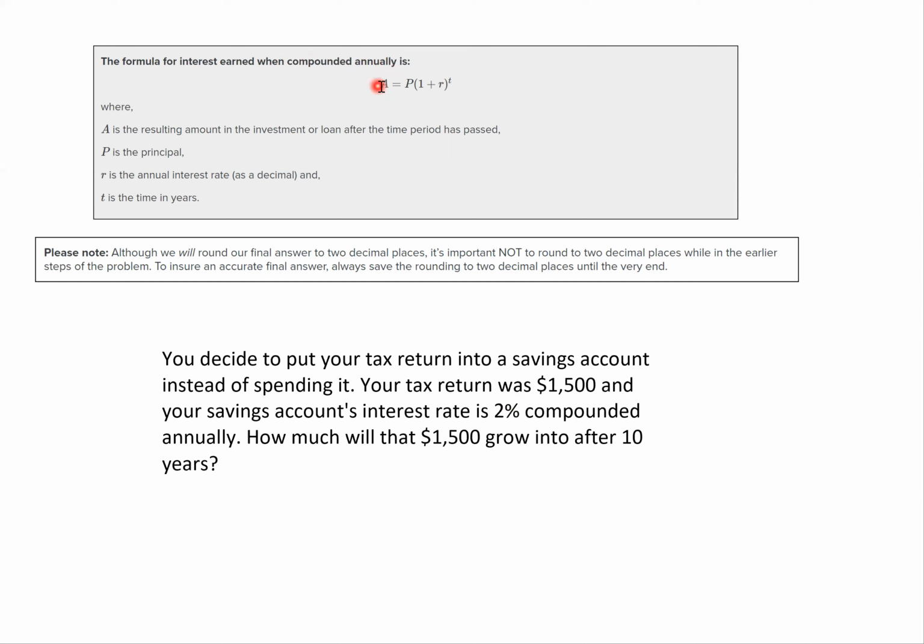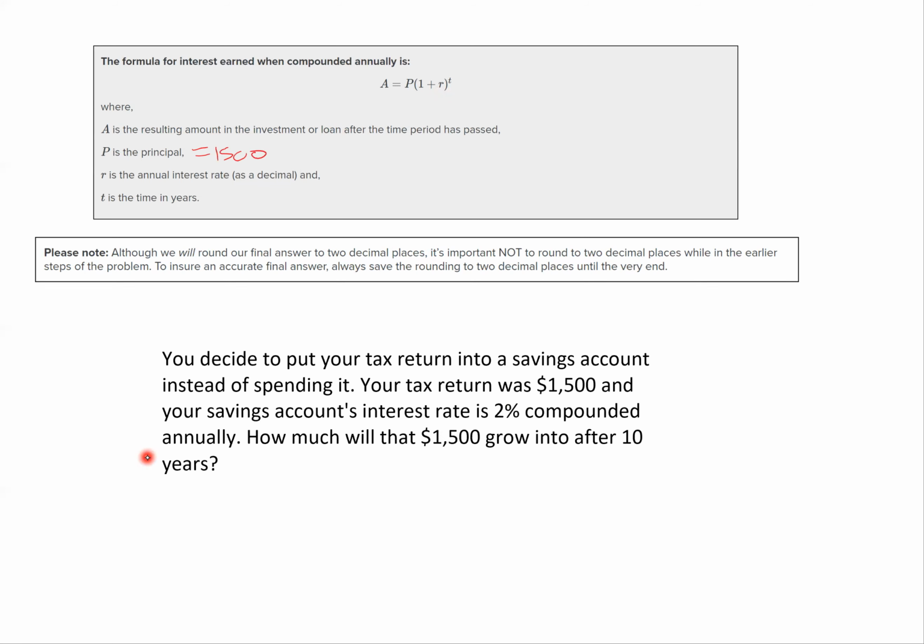So this formula up here, A equals P times 1 plus r to the t power, is used for a one-time deposit where the interest is compounding annually. So we're ready to go here. We just need to figure out what we know and what we want to know. Well, we want to know what A is. We want to know the resulting amount in the investment or the loan after the time period has passed. We already know what P is. P is the principal amount, the initial amount we're putting in, the one-time deposit. That's going to be our $1,500.